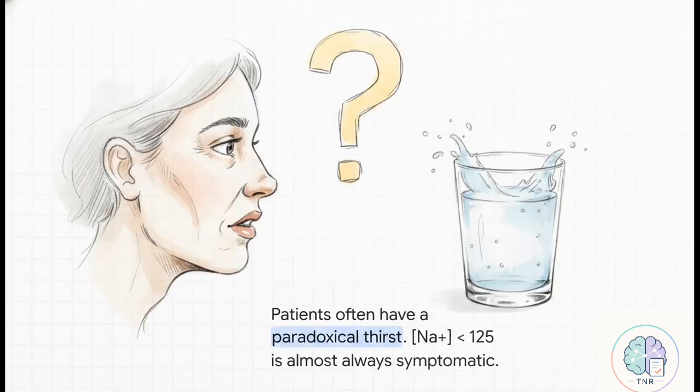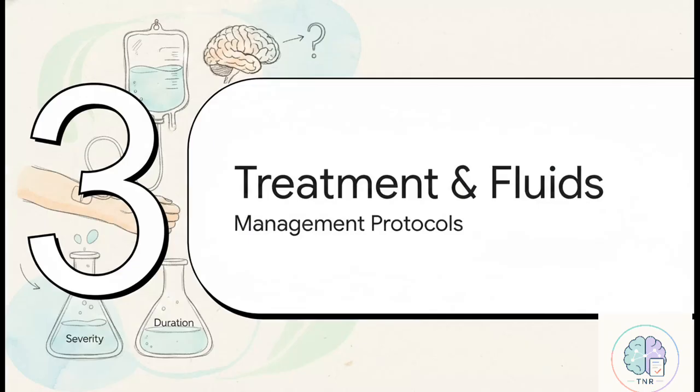Speaking of symptoms, how do these folks actually present? Bizarrely enough, they often show up with a paradoxical, totally inappropriate thirst. And honestly, if they are showing symptoms, you can pretty much guarantee their sodium has already plummeted below that dangerous 120 to 125 range. All right, Section 3, treatment and fluid management.